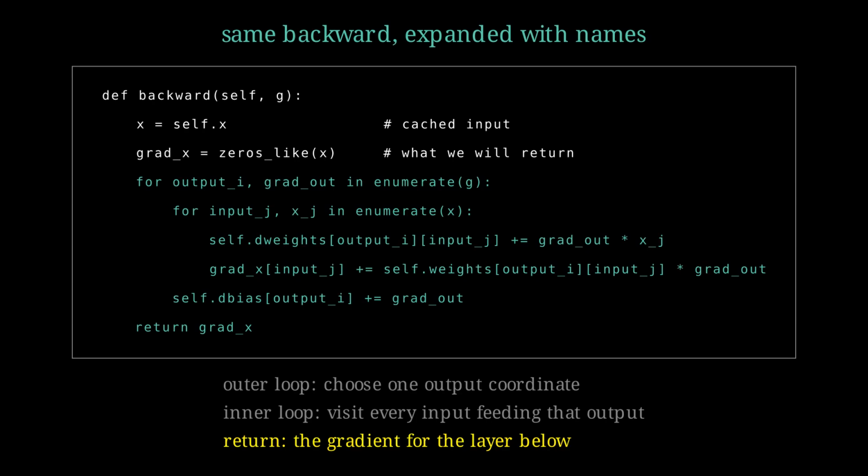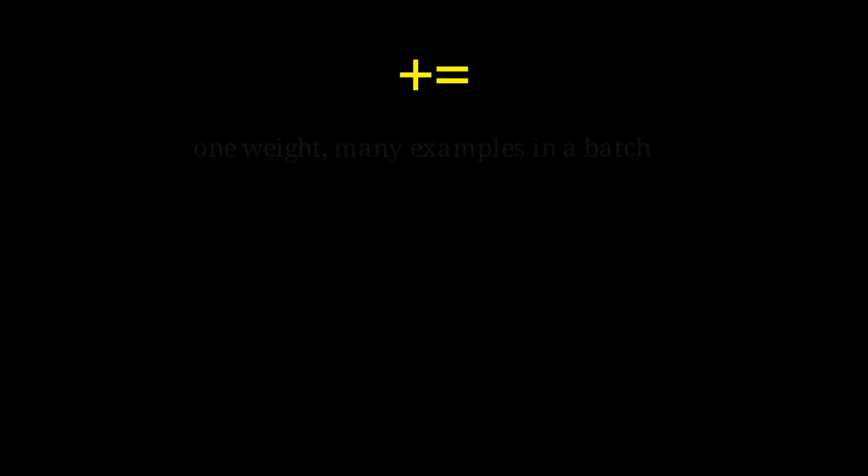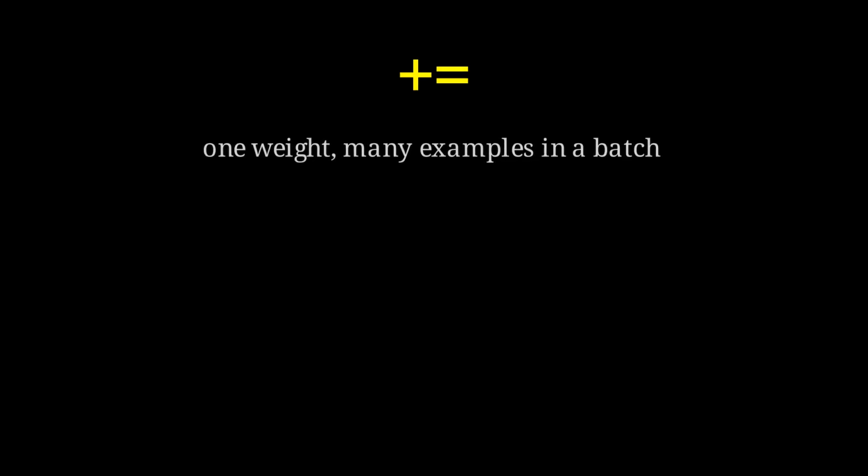The source can pack that return into a list comprehension, but conceptually, it is just the accumulated W transpose times G. One thing looks odd: the weight gradient uses += , not a plain equals. Why add into it? Good eye, and that plus equals is the most important character on the screen.